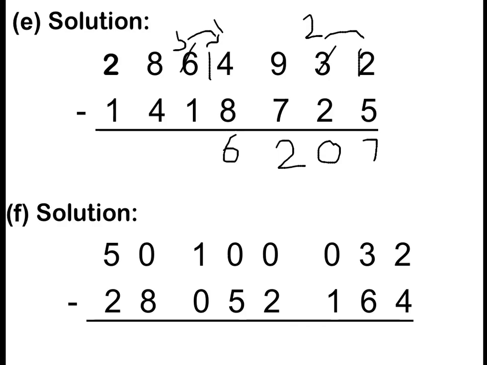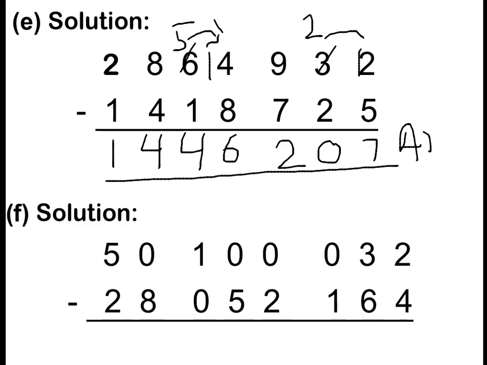Here is 5. 5 minus 1 is equal 4. 8 minus 4 is equal 4. 2 minus 1 is equal 1. So the answer of part E is 1,446,207. This is the answer of part E.